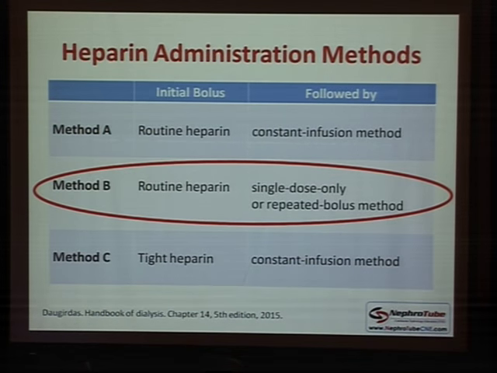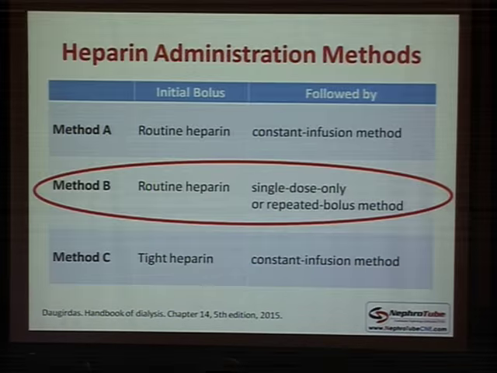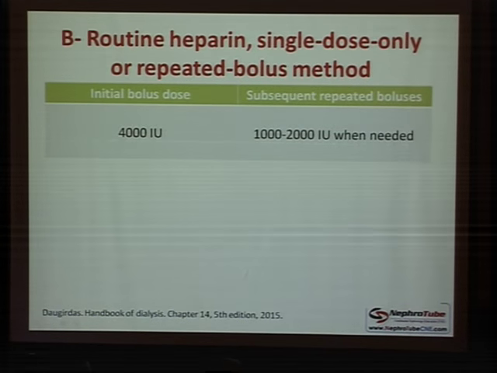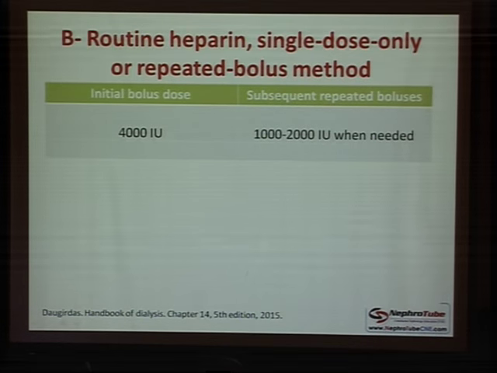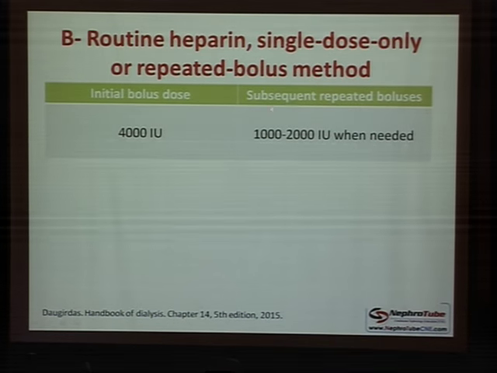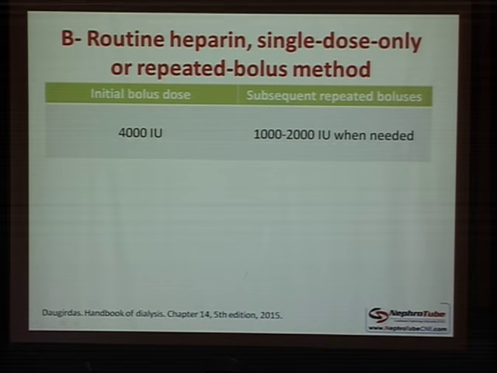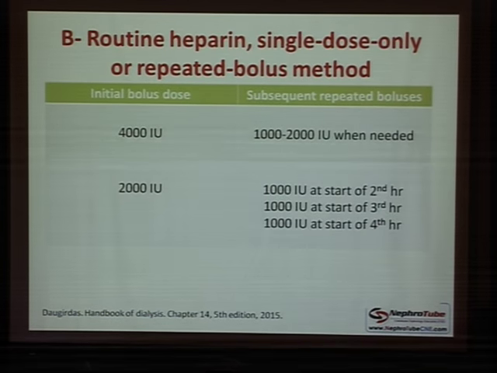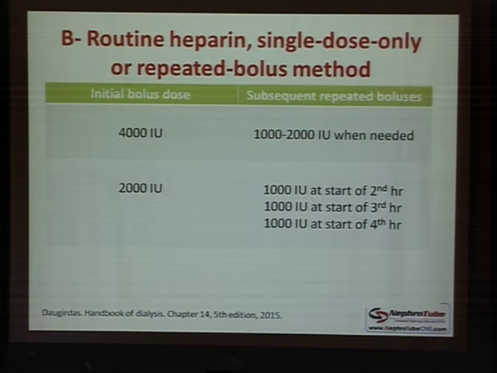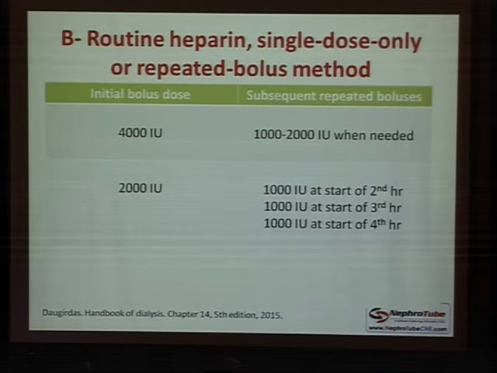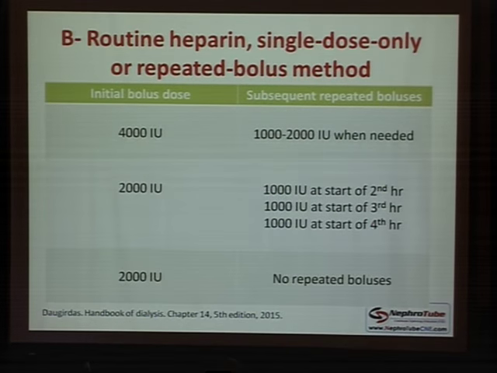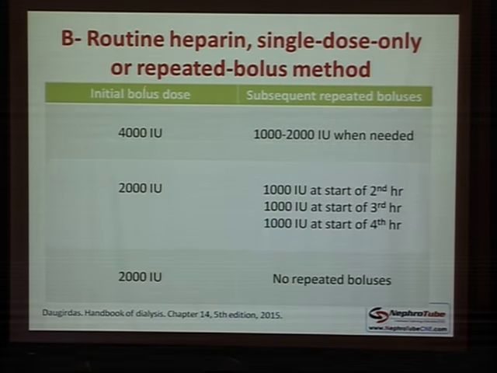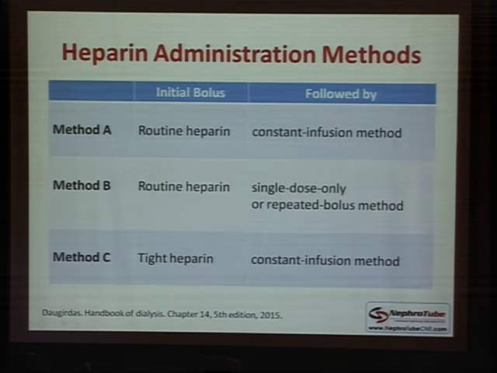Regarding the second method, which is using routine heparin at the start, followed by repeated boluses or only the first initial bolus, different protocols are available. Some centers use 4,000 international units as initial bolus, followed by subsequent repeated boluses when needed if they feel there is some clotting in the hemodialysis filter, machine or lines. This is my own center's experience: we start with 2,000 international units as initial bolus, followed by 1,000 international units at the start of each hour of the hemodialysis. And some centers use 2,000 international units as the initial bolus without repeated boluses.